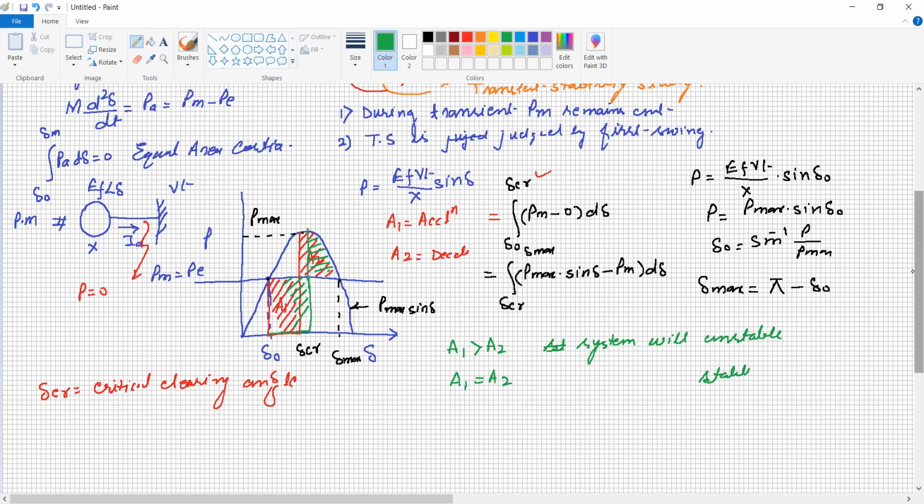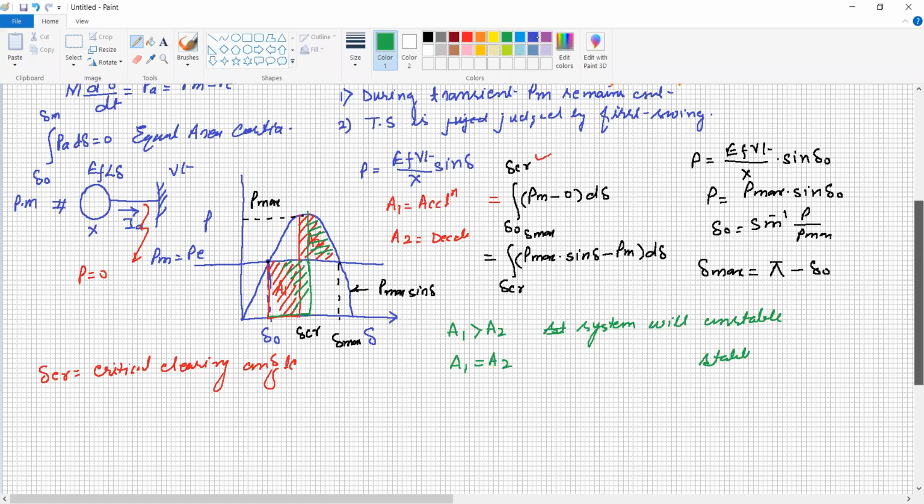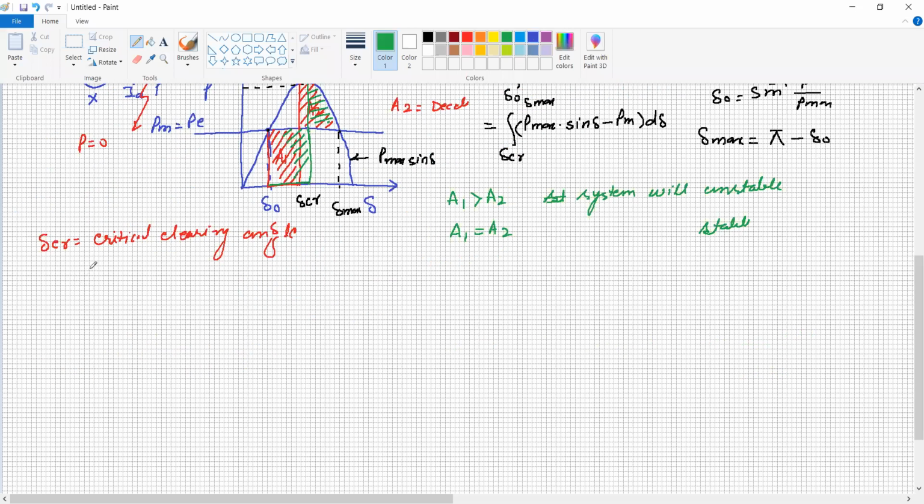Say, for example, we consider a second case in such a way that this is angle delta and this is power P, and this is the P-delta curve, and the system is operating over there. So no doubt this is the maximum power. This is the mechanical input equal to the electrical output. Here delta 0 is there.